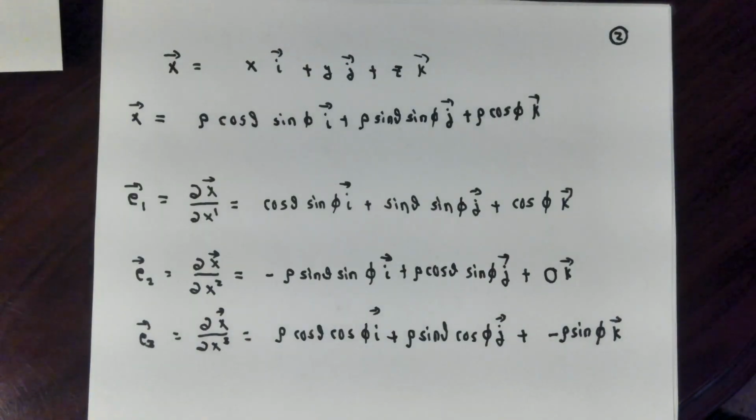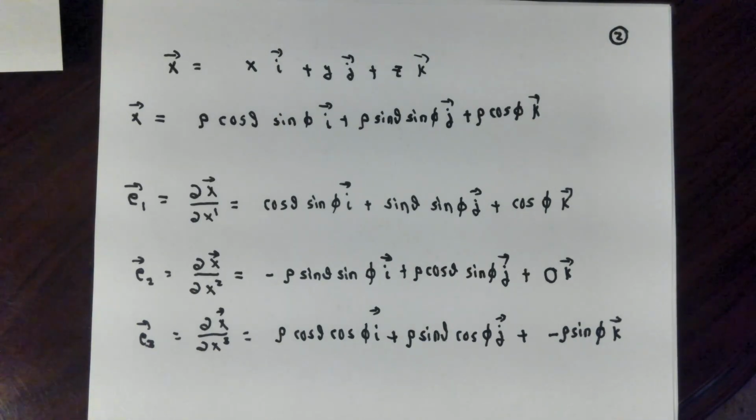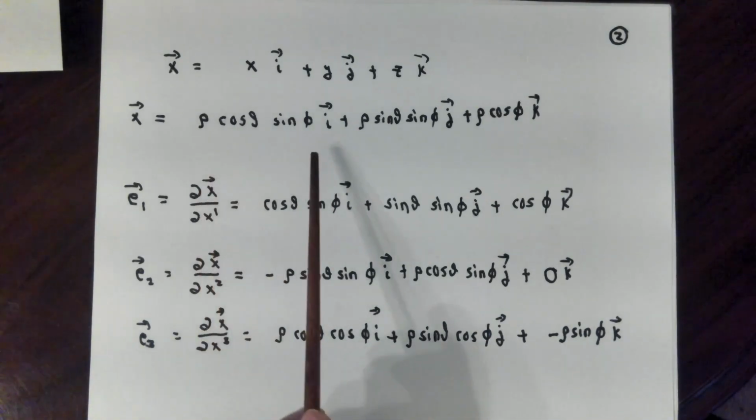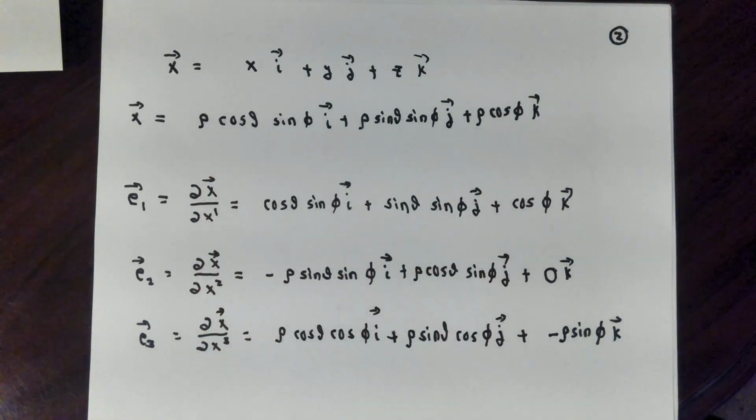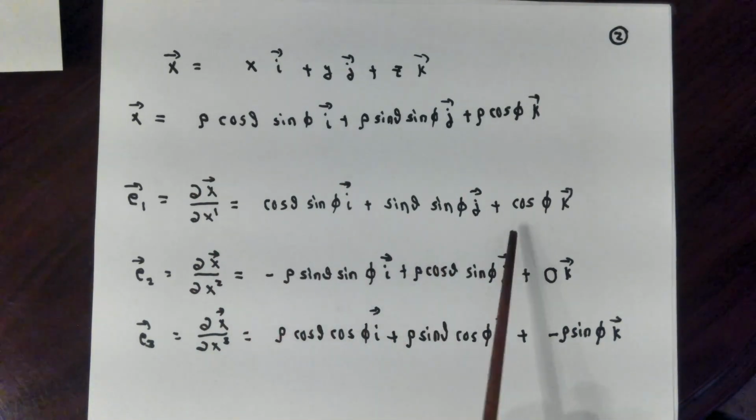If you'll remember, a coordinate basis is formed by taking the position and doing the partial derivative of the position with respect to the various variables. So E1 is the partial of position with respect to coordinate number 1. That would be coordinate number rho. If I take the partial derivatives of these three quantities with respect to rho, I get these three quantities.